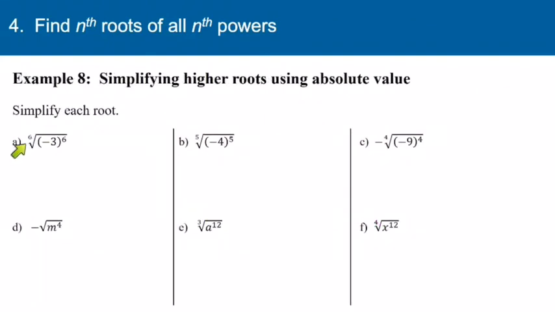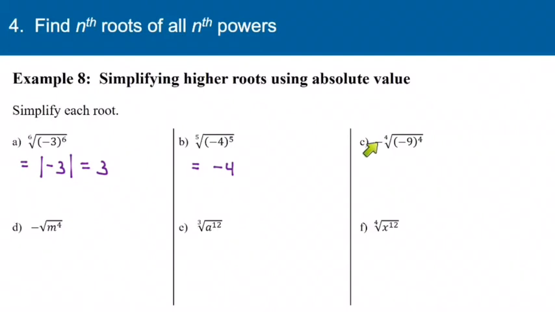Okay, let's practice here. So we have the sixth root of negative 3 to the sixth power. Now the power and the root are going to cancel each other out, but this is an even index, so we need the final result to come out positive. So it's going to be the absolute value of negative 3, which is 3. On part B, we have the fifth root of negative 4 to the fifth power. The power and the root cancel each other out, but this is an odd index, so we will not have an absolute value bar here, so the fifth root of negative 4 to the fifth power is just negative 4.